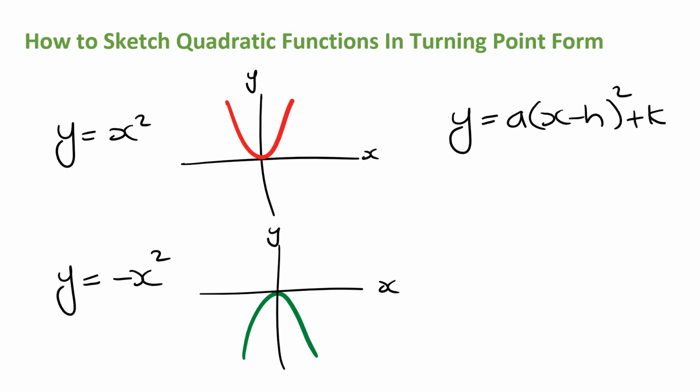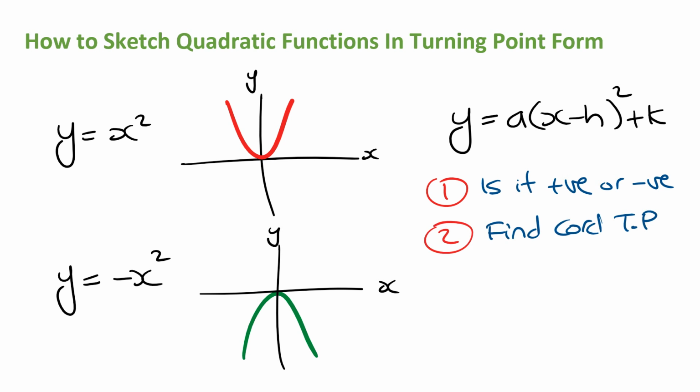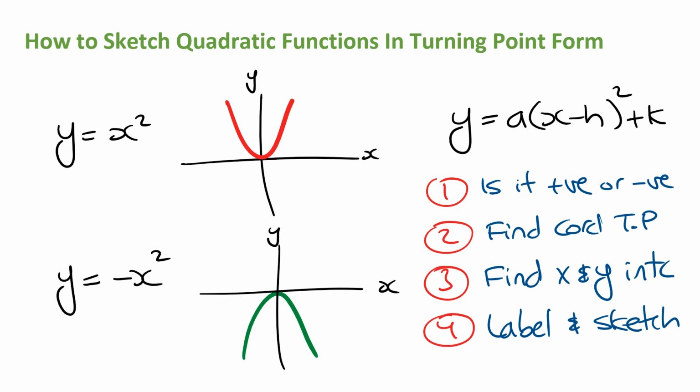And now, here are the 4 steps that you need to take when sketching parabolas. The first step is to determine whether it's going to be a positive or a negative parabola. The second step is to work out the coordinates of the turning point. The third step is to work out if there's going to be any x and y intercepts. And the fourth step is to label and mark these on the axes and then sketch the graph. And that's pretty much it for the basics. So now let's get into some examples.